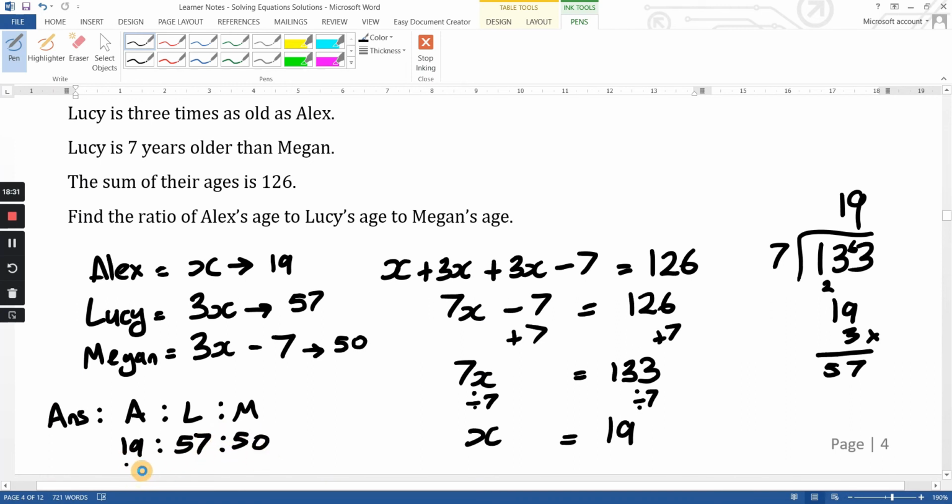Yeah, I can't simplify that because 19 is a prime number anyway. So yeah, that's your final answer. 19 to 57 to 50 should be your final answer.